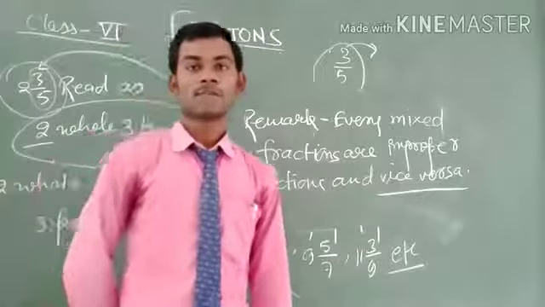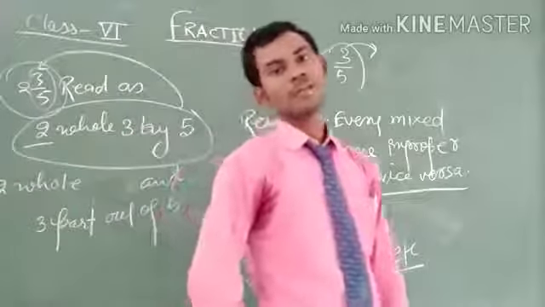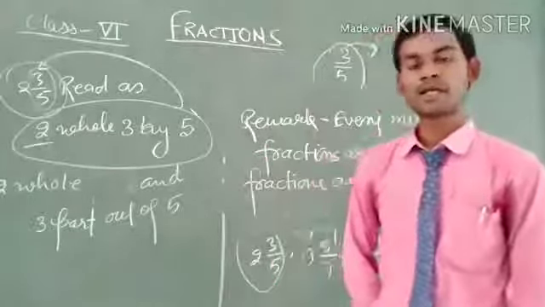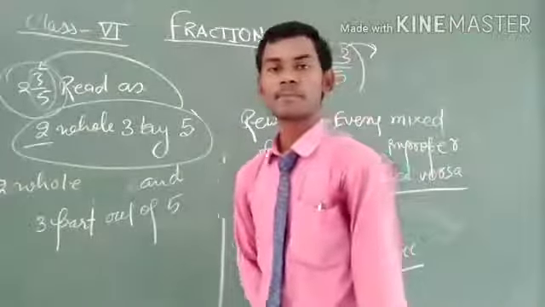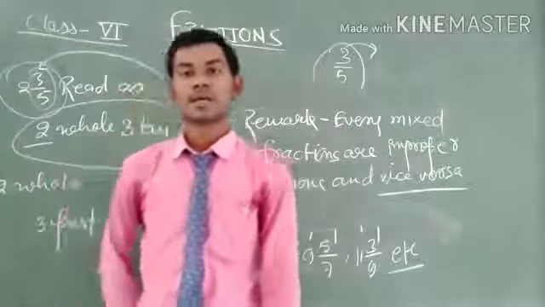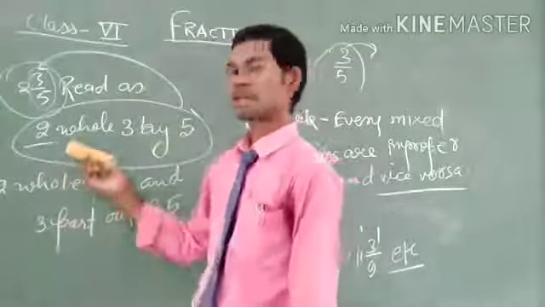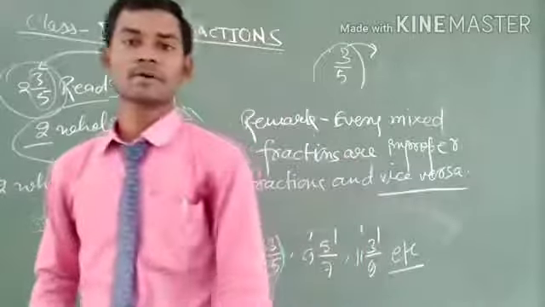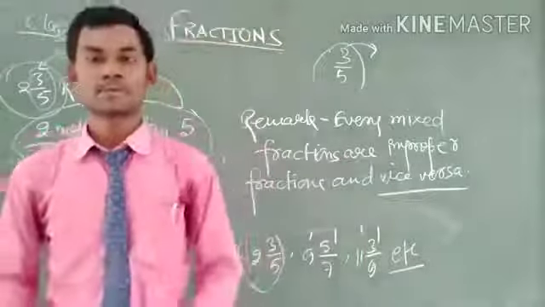Okay, so if somebody asks how you will explain the improper fraction, then in order to explain the improper fraction you have to change the improper fraction into the mixed fraction, and then you can explain it like this. So I hope it is clear to everyone what the types of fraction are.